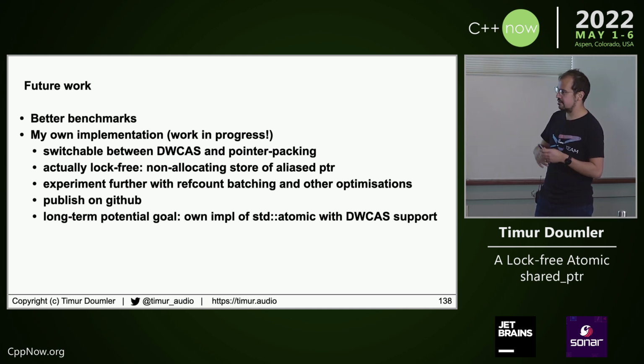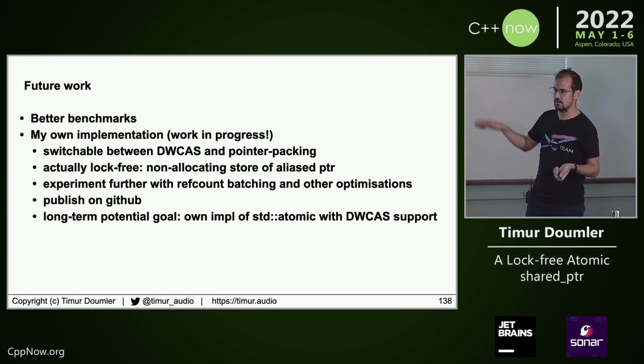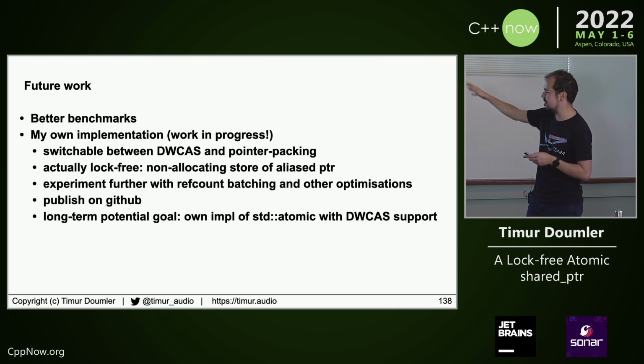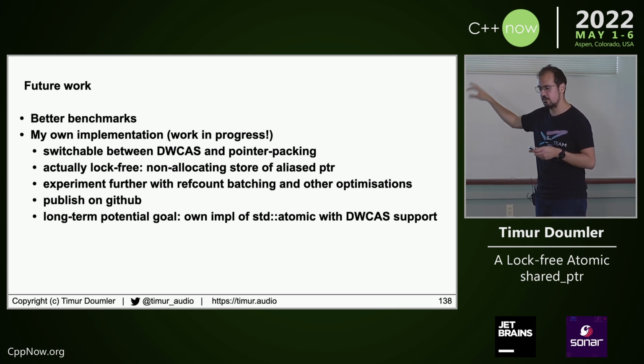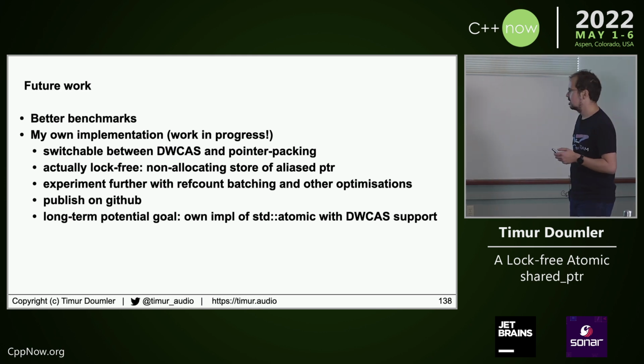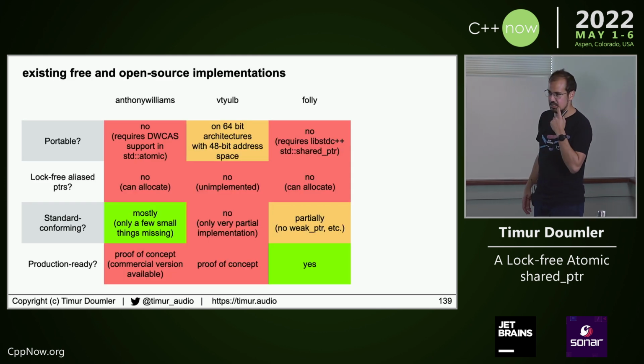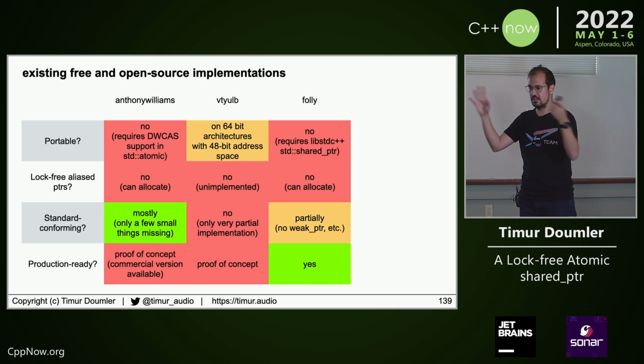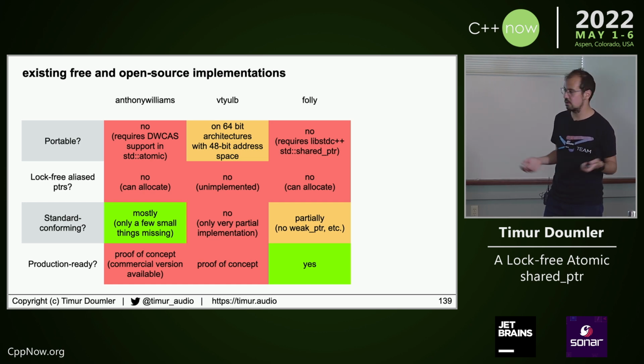And then if I have a complete working implementation, I obviously want to put this on GitHub so you all can look at it. And one of the things I also may need to do, which is a very ambitious long-term goal that I hope I don't need to do, is to re-implement atomic as well, to force it to use double-width compare and swap. I very much hope somebody will do this for me, or maybe there even is a solution out there, but I'm not aware of one.